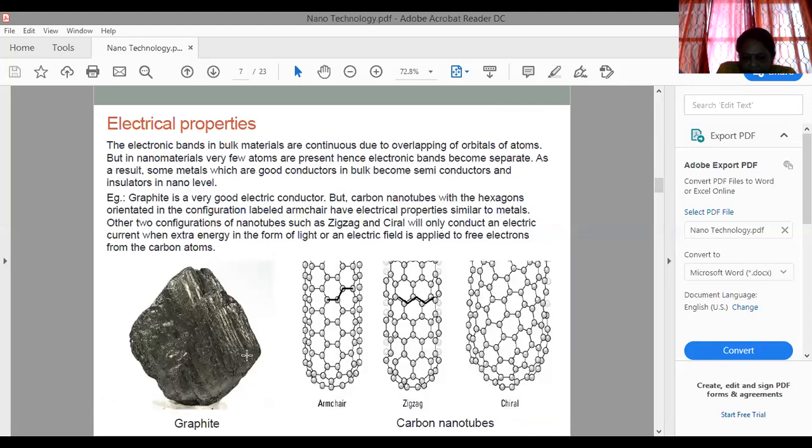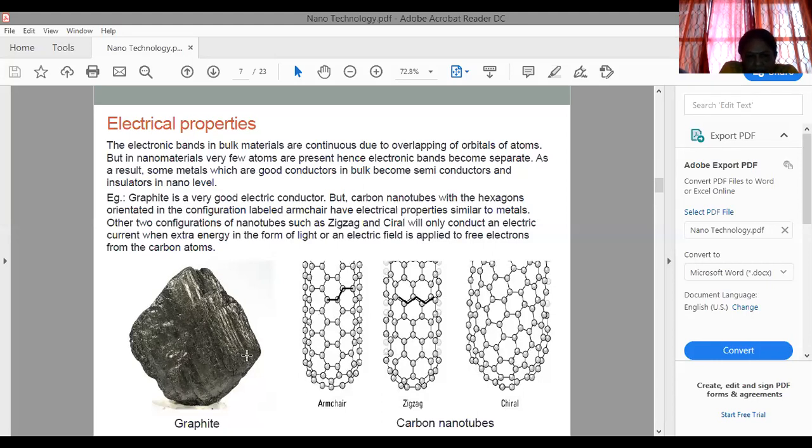Electrical properties of the nanomaterials or nanoparticles. The electronic bands in bulk materials are continuous due to the overlapping of orbitals of atoms. But in nanomaterials, very few atoms are present, hence electronic bands become separate or discrete. As a result, some metals which are good conductors in bulk become semiconductors and insulators at the nano level.